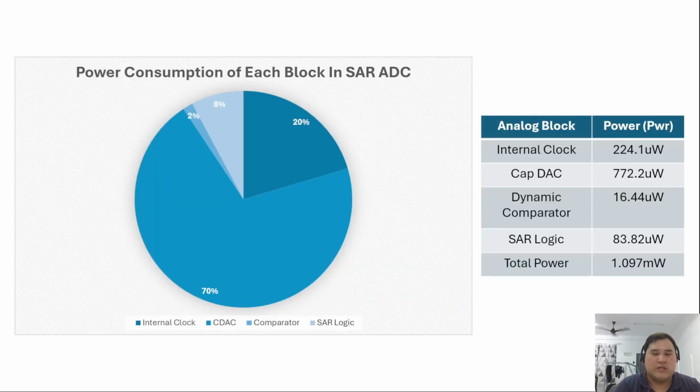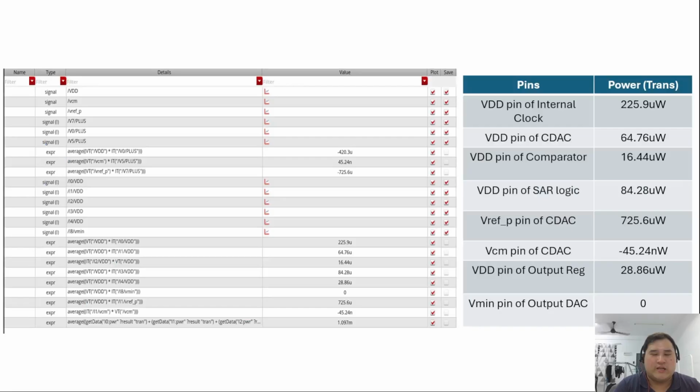The total power consumption of the SAR ADC is 1.097 mW, and the capacitive DAC accounts for 70% of it. To analyze this, all power breakdowns of the internal clock, capacitive DAC, comparator and SAR logic are measured and recorded. From the table, we know that the relay P-pin of the capacitive DAC consumes the most power, which is 725.6 µW.